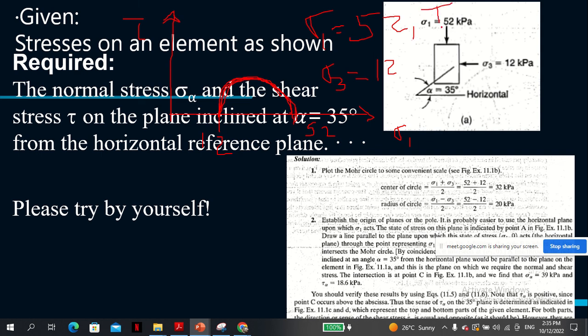At that point, tau is 0. Again here, tau is 0, because you can see the plot here and there. So on the major principal planes, the shear stress is 0, no doubt about that. These things are symmetrical, so it doesn't matter. One pole is here, one pole is there.